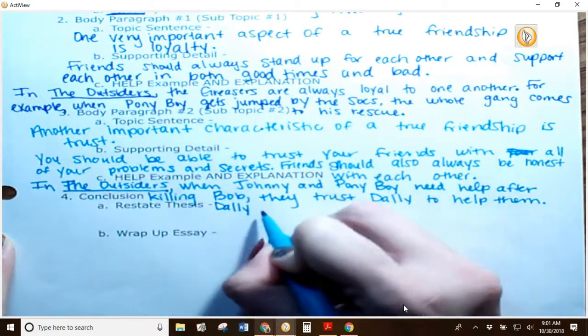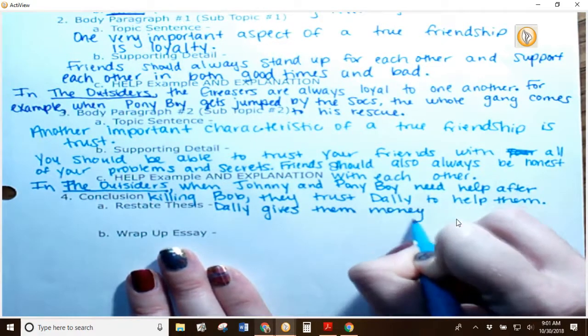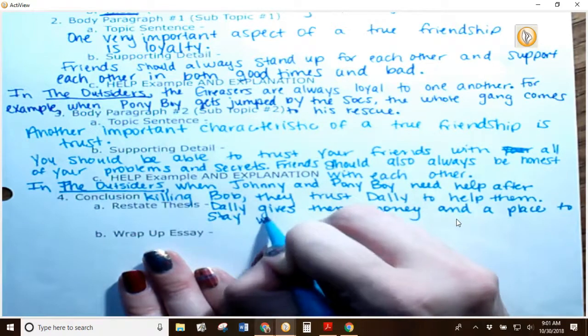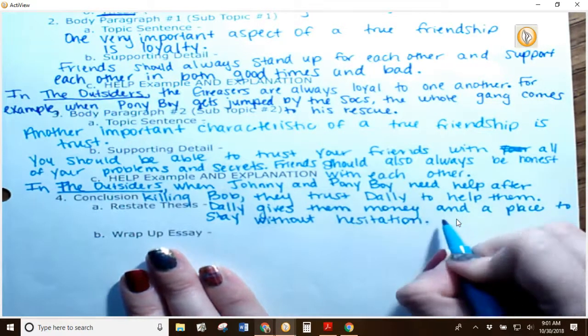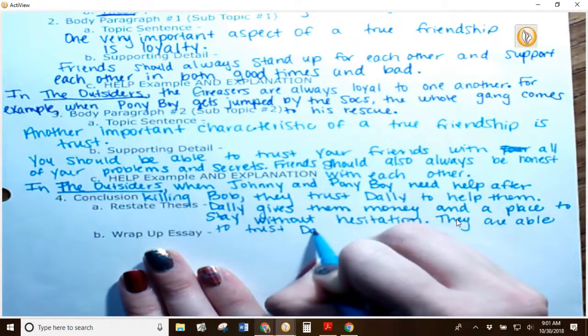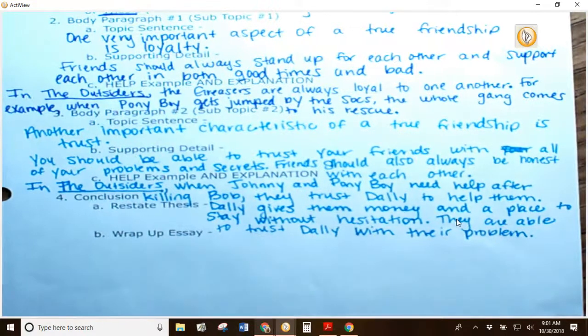Dally gives them money and a place to stay without hesitation. They are able to trust Dally with their problem. Okay, so in The Outsiders, when Johnny and Ponyboy need help after killing Bob, they trust Dally to help them. Dally gives them money and a place to stay without hesitation. They are able to trust Dally with their problems. So we're tying back into trust and how you should be able to share your problems and struggles with your friends.